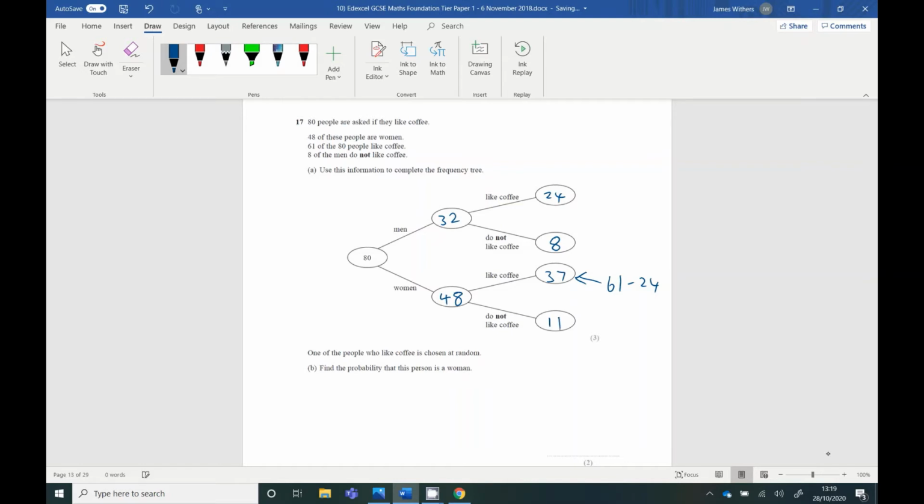11 is 48. One of the people who like coffee is chosen at random. So we choose from the people who like coffee. So 61 like coffee, so we're choosing out of 61. Find the probability that this is a woman. Well, that's 37 out of 61.